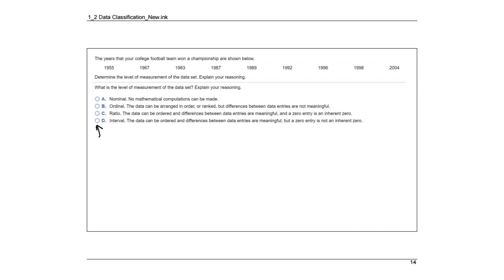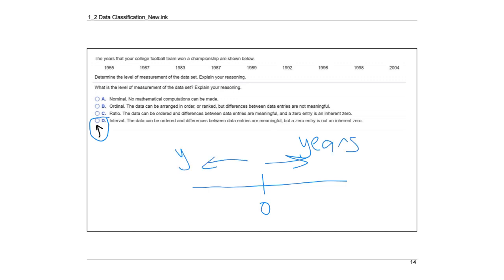And then years are going to be interval because remember, 0 is still a year. It doesn't mean that there's no year, right? Because on the number line for years, you've got 0 here. You have years this way. And then we also have years this way. And so these are intervals, and the year 0 does not mean none. And therefore, these are interval.